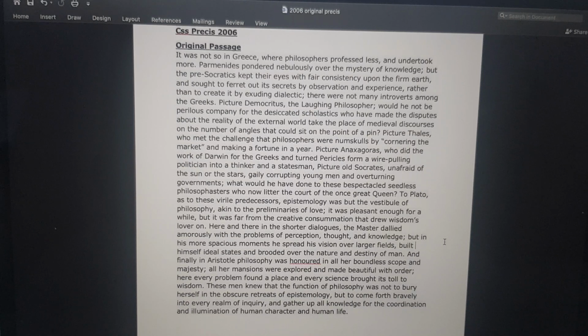You must not write your own views in the passage in the précis making process. You have to write according to the views of the author. Remember this rule that you do not exist in the paper of précis, and you have to write according to the sequence and according to the ideas given by the author. So let's start. First of all, this is the passage of 2006, original passage.